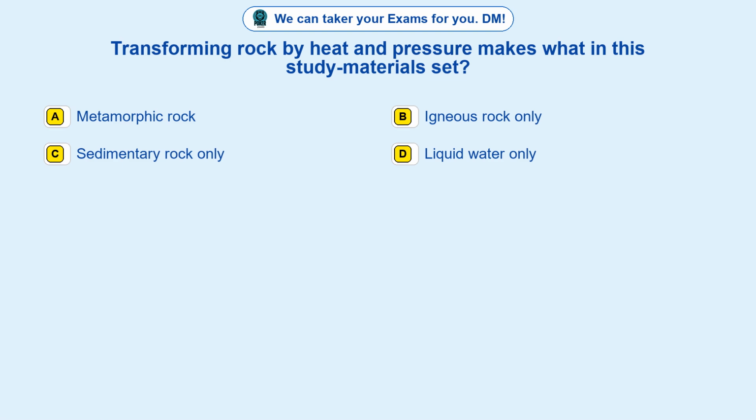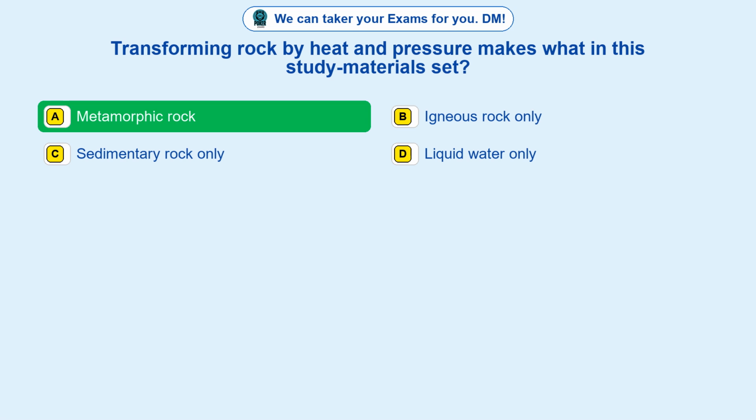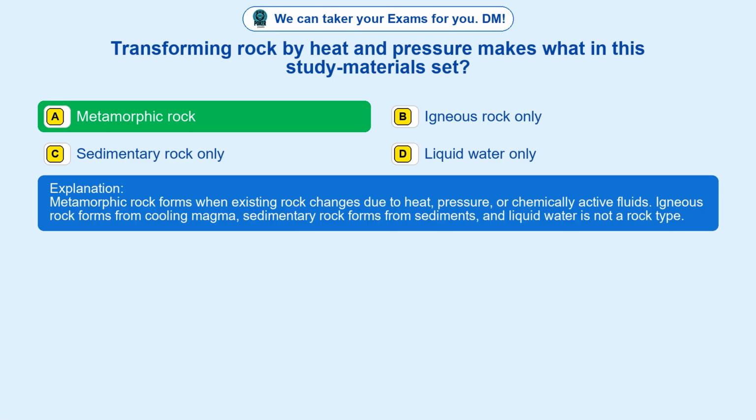Question 86. Transforming rock by heat and pressure makes what in this study materials set? Option A, metamorphic rock. Option B, igneous rock only. Option C, sedimentary rock only. Option D, liquid water only. The correct answer is option A. Metamorphic rock. Metamorphic rock forms when existing rock changes due to heat, pressure, or chemically active fluids. Igneous rock forms from cooling magma, sedimentary rock forms from sediments, and liquid water is not a rock type.